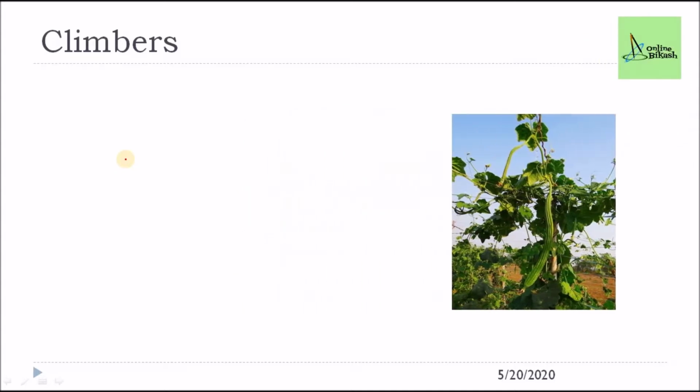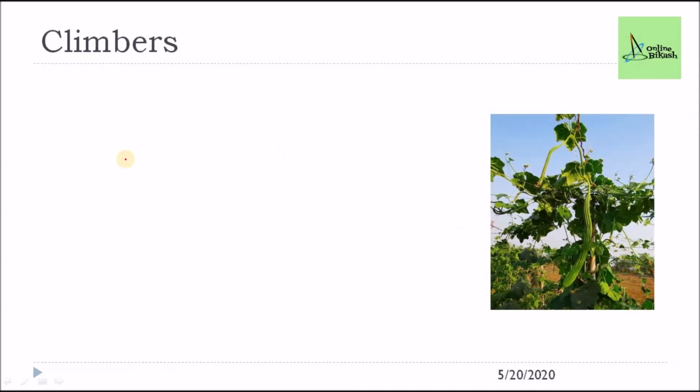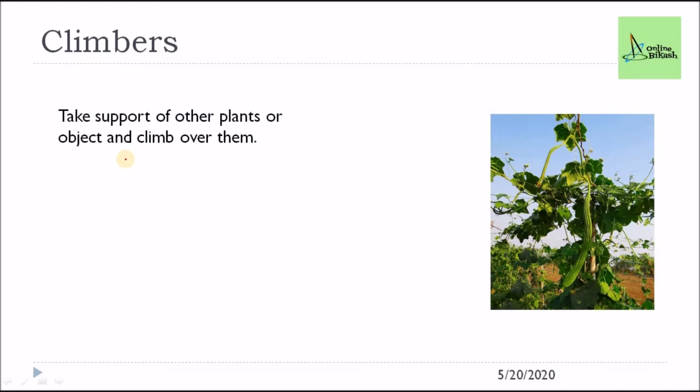And this is known as ridge gourd. Ridge gourd in Assamese is called jika. So the jika plant is actually a climber. In the name itself you can understand why they are known as climbers, because they can climb. They do not have a strong stem to stand erect, so they climb on other plants or any other object. So this is the basic feature of climbers: they take support of other plants or objects and climb over them.